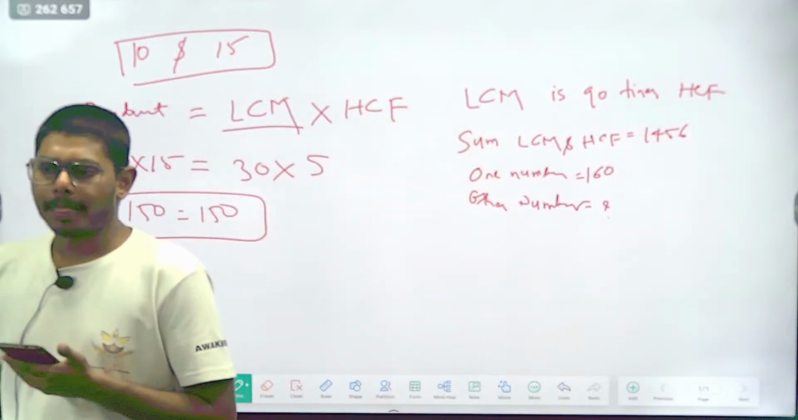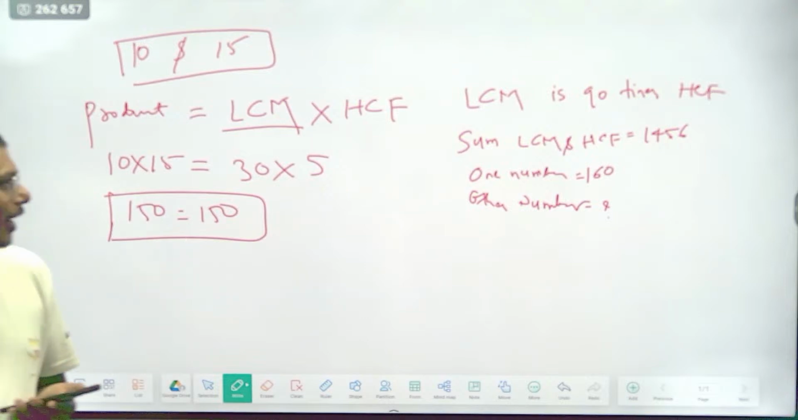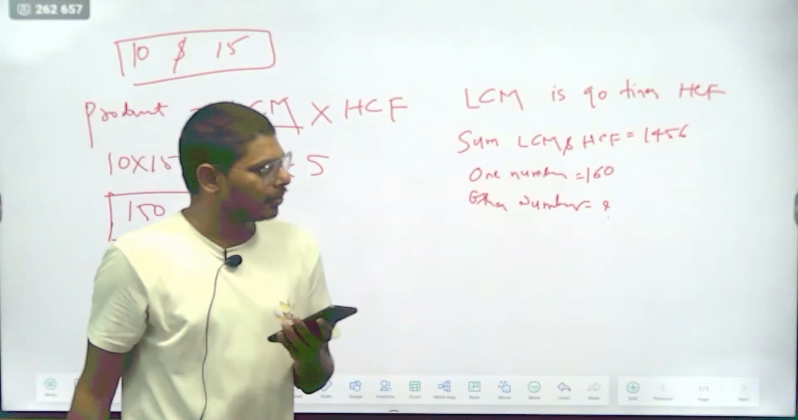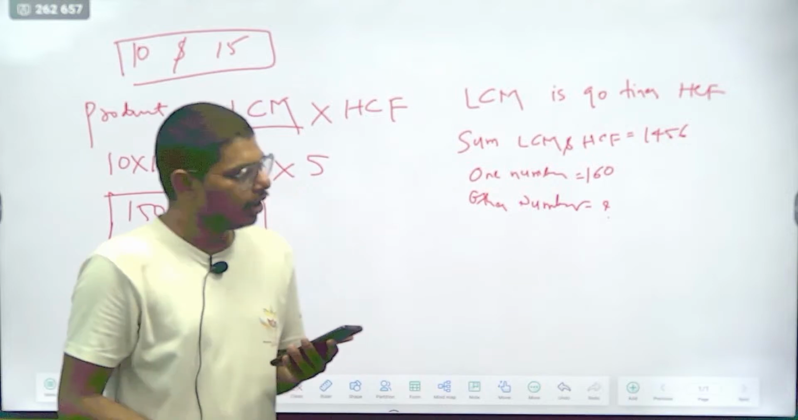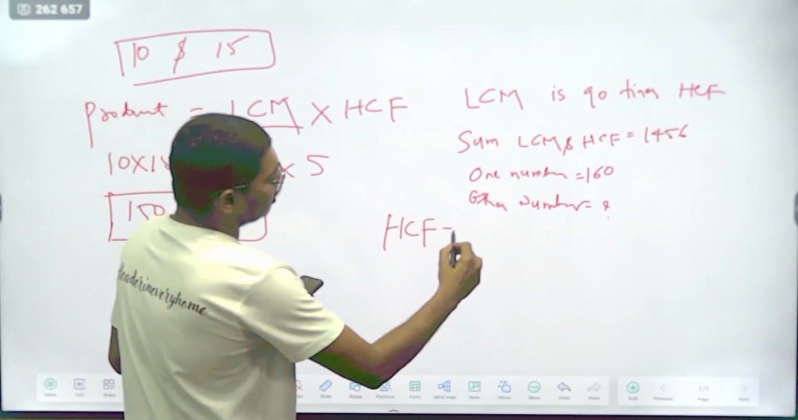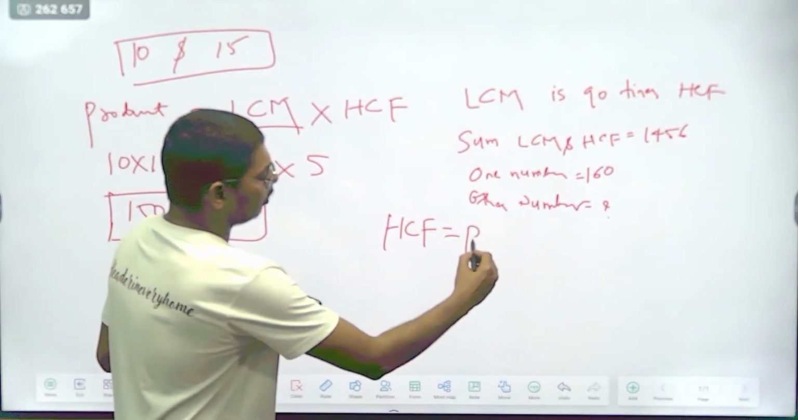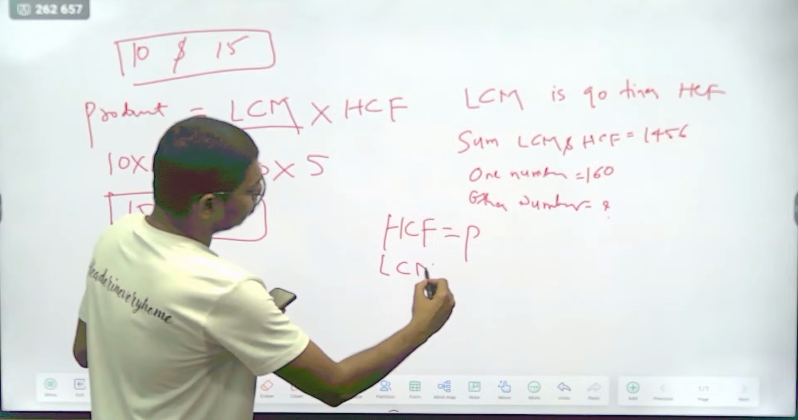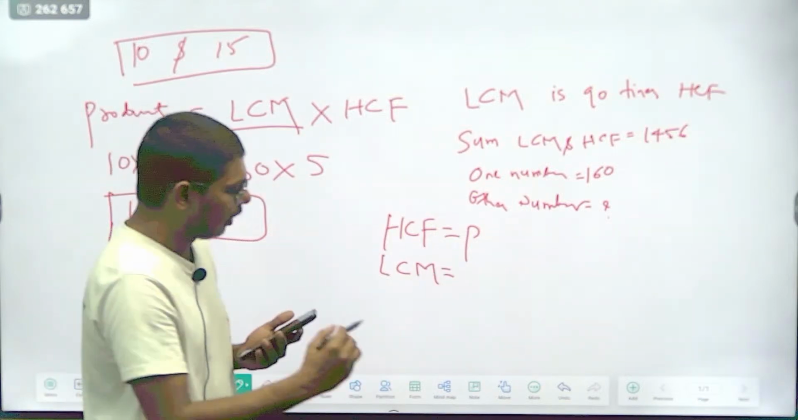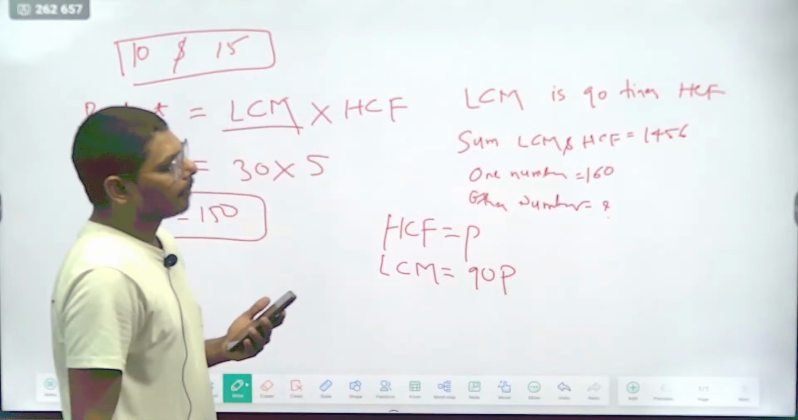Yeah, I want Bharat to answer. Good morning. So LCM is 90 times the HCF. What does it mean? If we assume HCF is equal to, let's say, some number P, what is LCM? Bharat? 90P, right? Okay, that's correct. 90P, that is one thing.